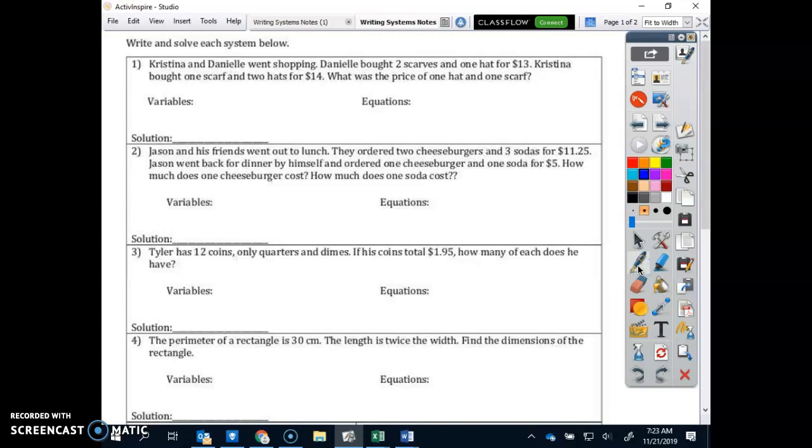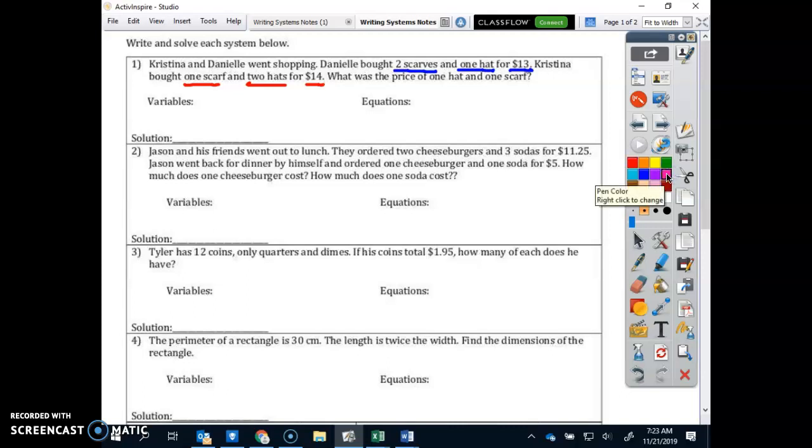Christina and Danielle went shopping. Danielle bought 2 scarves and 1 hat for $13. So 2 scarves, 1 hat for $13. Christina bought 1 scarf and 2 hats for $14. What was the price of 1 hat and 1 scarf?